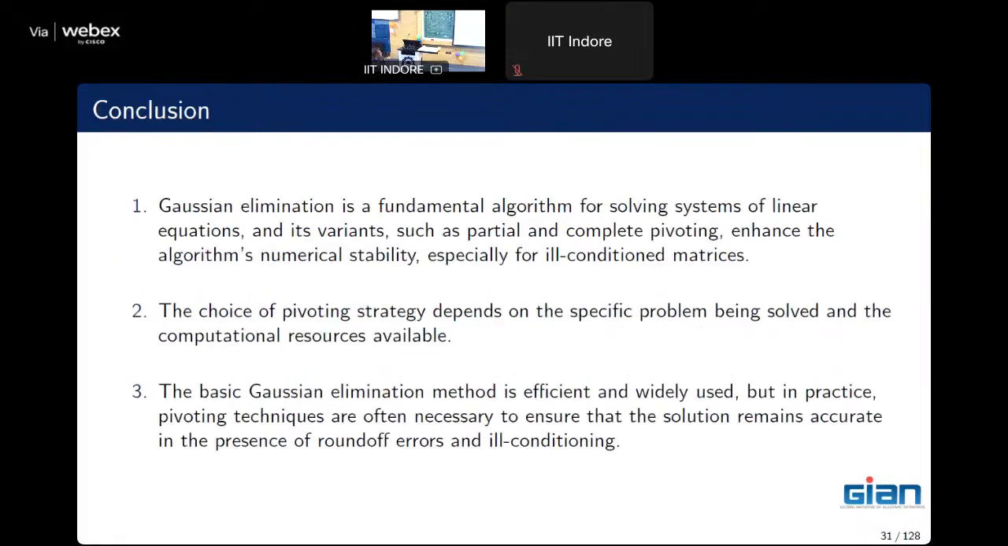Okay. This part, the conclusion of Gaussian elimination: it is a fundamental algorithm for solving a system of linear equations, and its variants such as partial and complete pivoting enhance the algorithm's numerical stability, as I mentioned. The choice of pivoting strategy depends on the specific problem being solved and the computational resources.